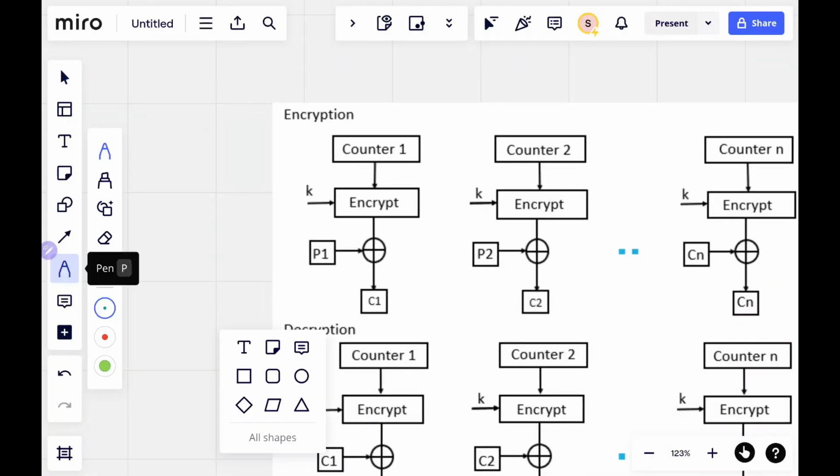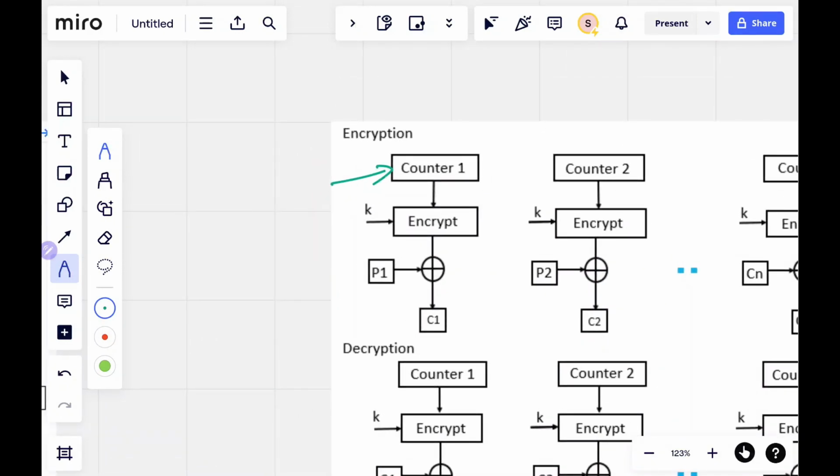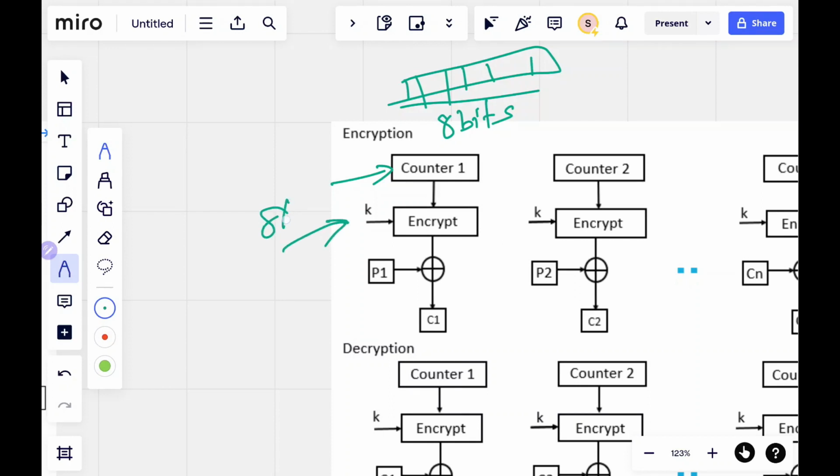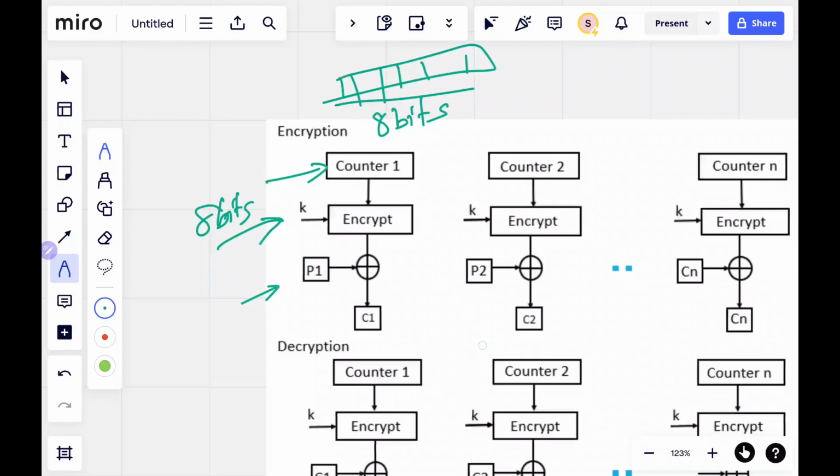Instead of the initialization vector, now we are making use of a counter. The counter is nothing but a value. You can assume it as a timestamp, or as a number, a random number. This counter value may be, for example, 8 bits. So those 8 bits of counter will be encrypted with K, again of 8 bits, and we will get some result again of 8 bits that will be XORed with the first 8 bits of the plain text. So the 8 bits of plain text will be XORed with the result of the encryption operation, and we'll get C1.